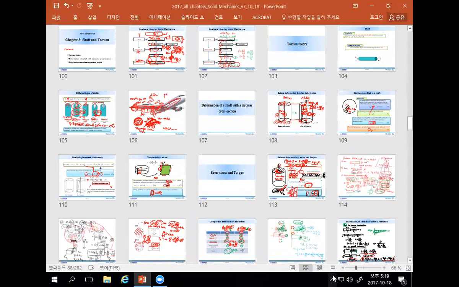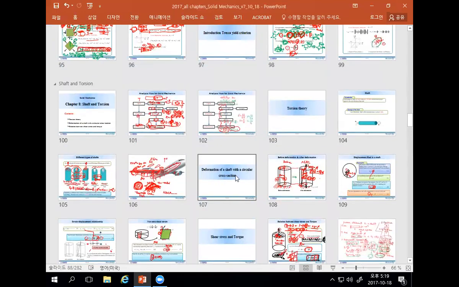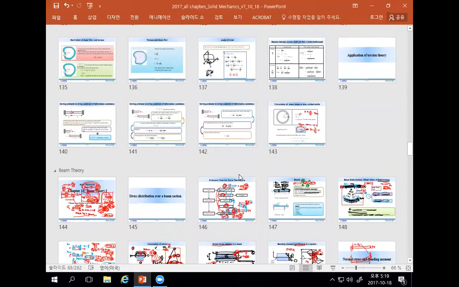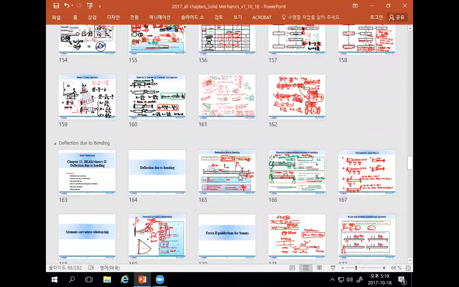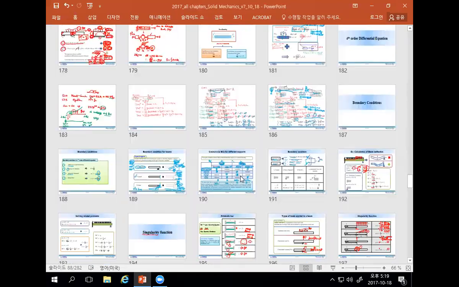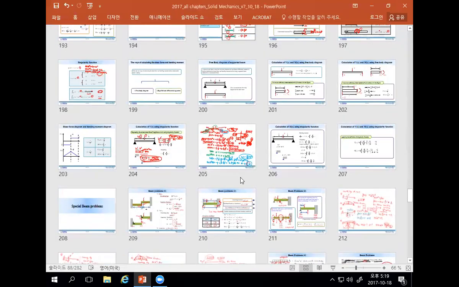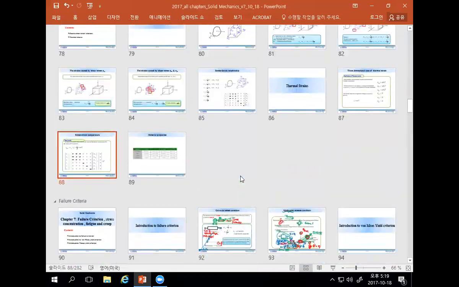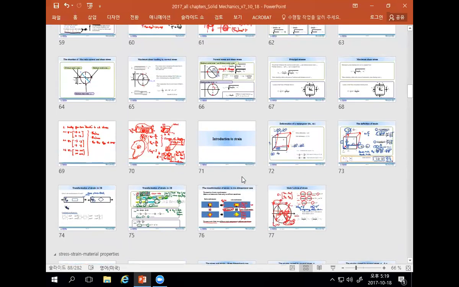After the midterm, we will go to chapters on beams, thin wall shafts, and advanced beam theory, and also buckling and energy methods, which will be covered after the midterm.